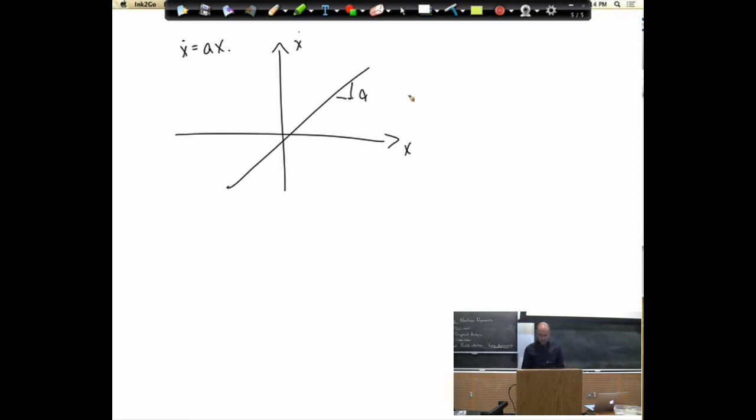So there's only a few things. If I have a fixed point here, it's either globally unstable or globally stable, and that's all the linear system can do. And if A is 0, then we call it marginally stable. But nonlinear systems can be much more rich.